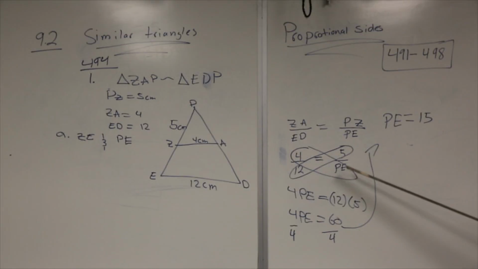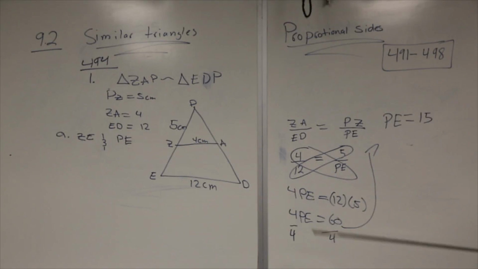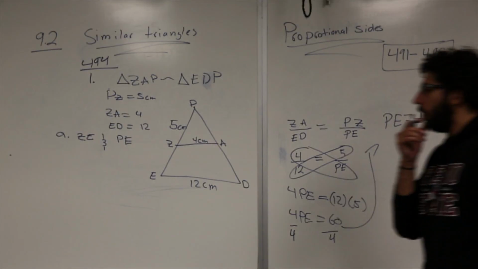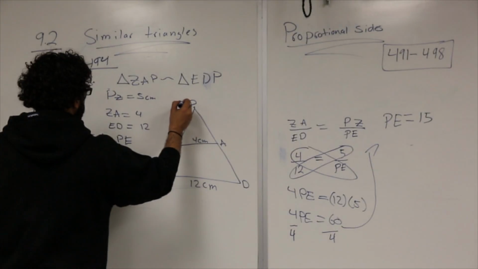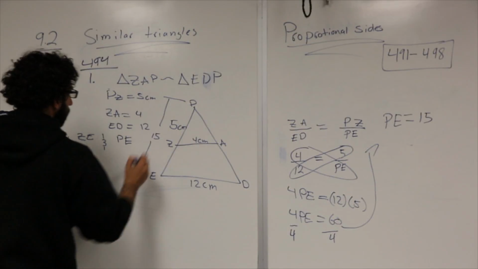Cross multiply. We got 4 PE and 12 times 5. 4 PE equals 60 because 12 times 5 is 60. We divided by 4 because we got to get the variable PE by itself. And then we got 60 divided by 4, which is equal to 15. PE equals 15. Now, we know that this whole thing is 15.